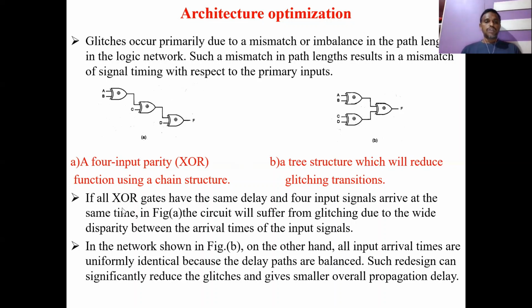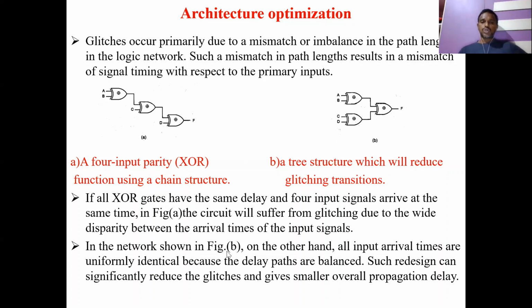If all XOR gates have the same delay and 4 input signals arrive at the same time in figure A, the circuit will suffer from glitching due to the wide disparity between the arrival times of the input signals. These 4 arrive at the same time, but the second inputs for gate 2 and gate 3 will be delayed. That's why you get the glitches in the first circuit, and we can avoid these glitches by rearranging the architecture of this structure.